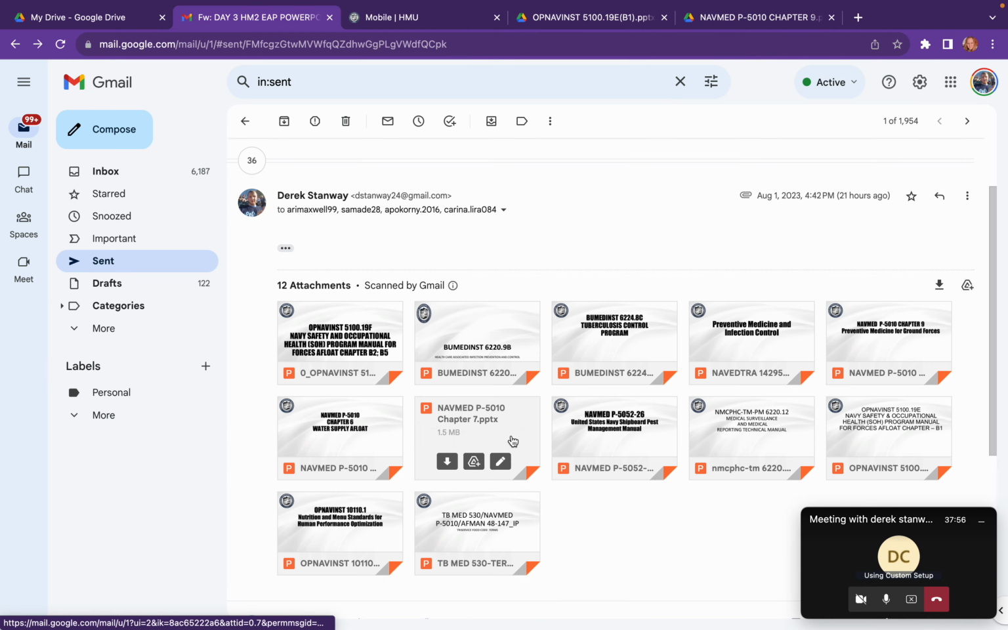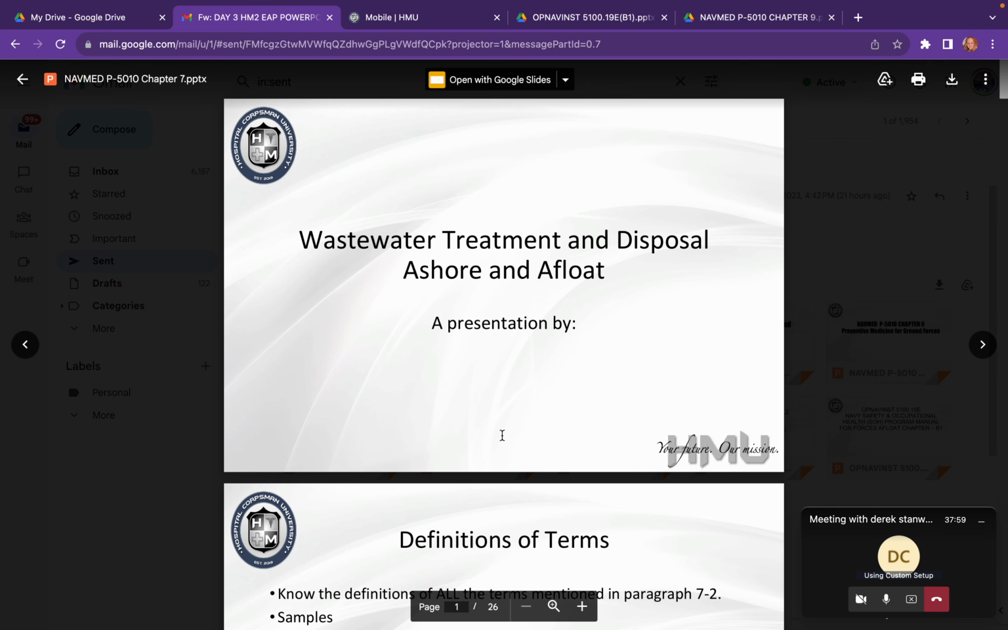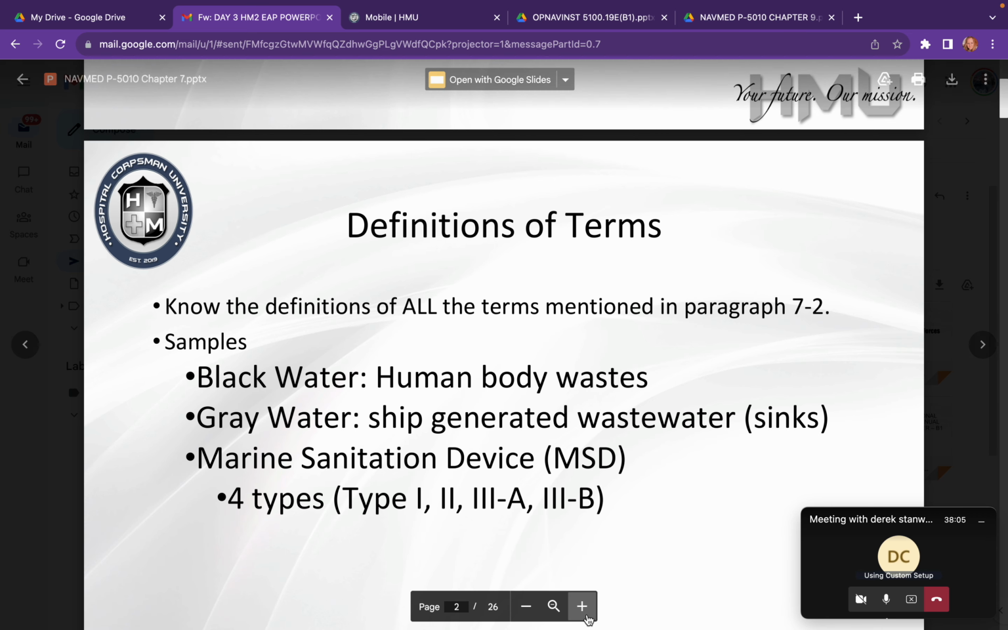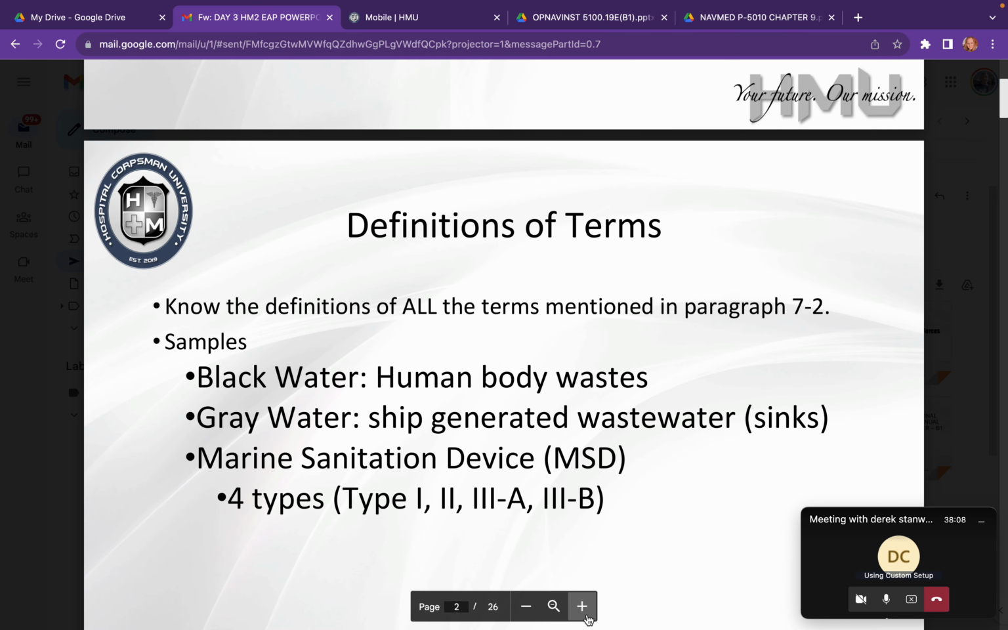Gray water is hand washing stations, your sinks in the galley and stuff like that. And then MSD, marine sanitation device. Just know that there's 4 types: type 1, type 2, 3A, and 3B.